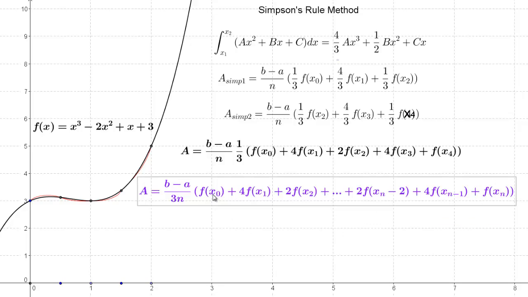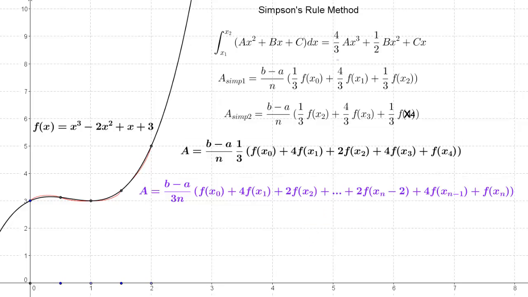So the pattern is that the first and last only appear once because they're only used in one of the shapes. All the odd terms have a 4 by them because they're actually only used once. And all the even terms appear twice, and so they have a 2 in front of them.